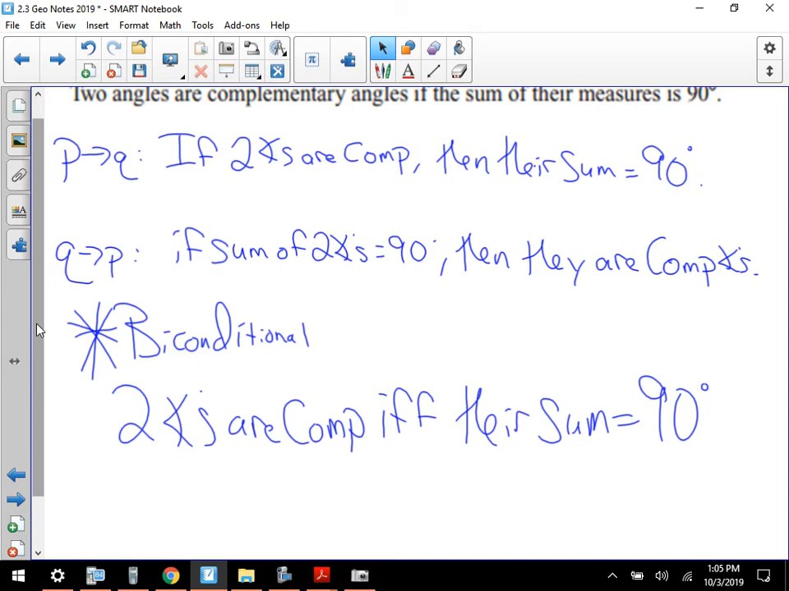Now, we don't worry about doing inverse and contrapositive with these things. It just gets too wordy. If two angles are not complementary, if their sum is not 90, I mean, it's just too many words. That's why we usually just worry about the first two. And I don't think I've ever seen an if and only if statement with negation. It just doesn't make any sense.